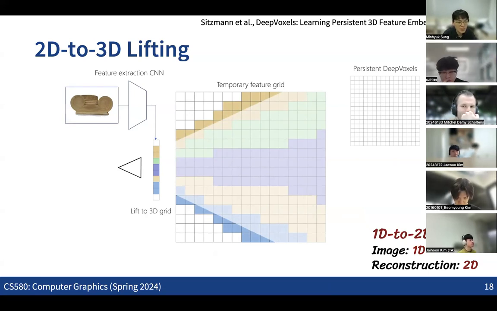If we have multiple images, we can also accumulate these 2D features in the 3D space. So it's a hybrid, right? We are utilizing neural encoding while also doing typical ray tracing, to spread out all the 2D information in the 3D space.